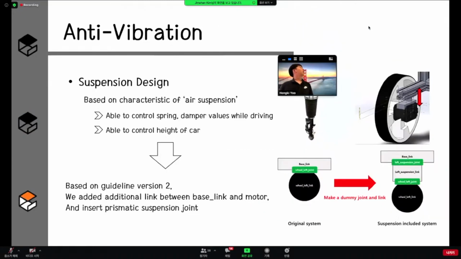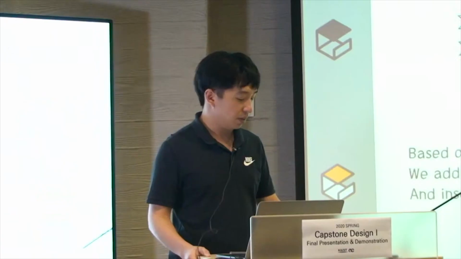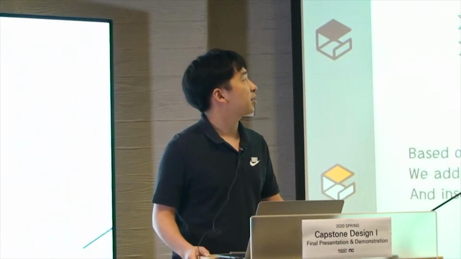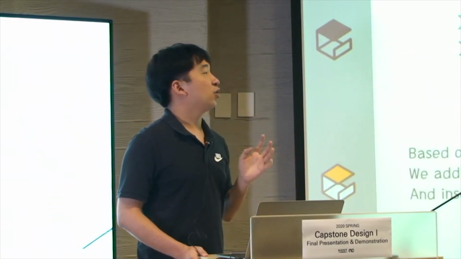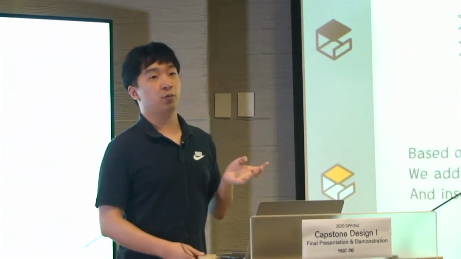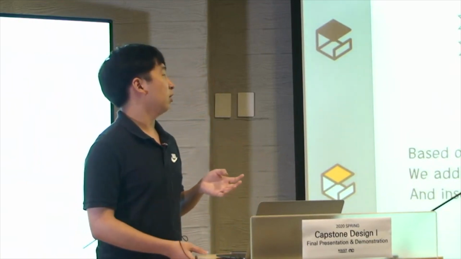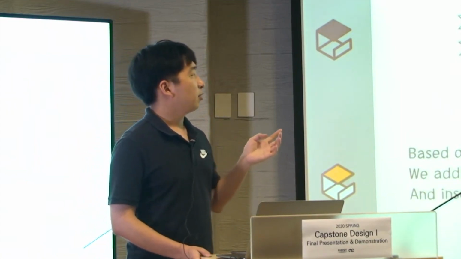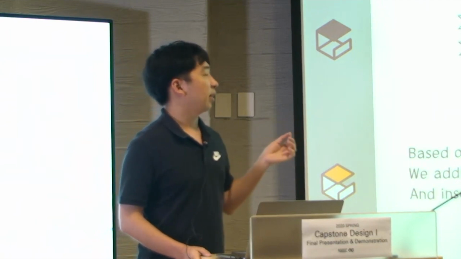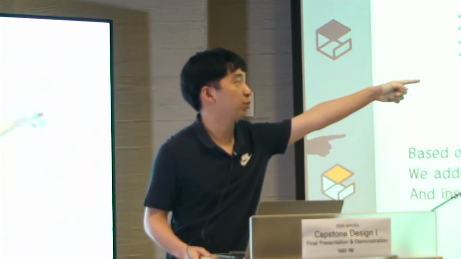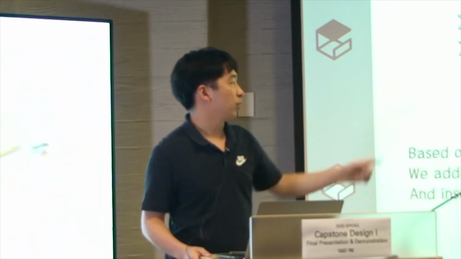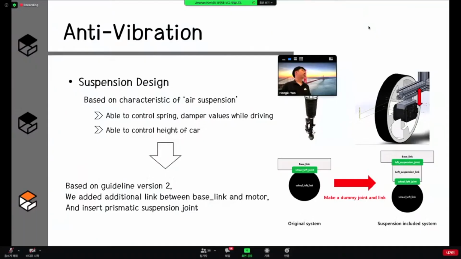For the anti-vibration, we basically use the characteristics of air suspension. The air suspension has a characteristic that we can change the spring and damper values while the vehicle is running. To use these characteristics, based on the guideline version 2, we added another joint between the motor and the base link, and we tried to put in the characteristics of a prismatic suspension joint.